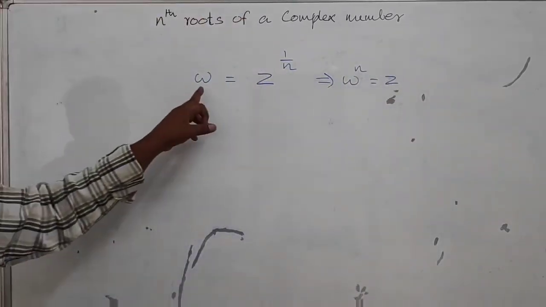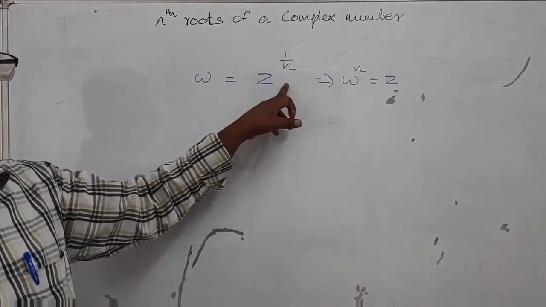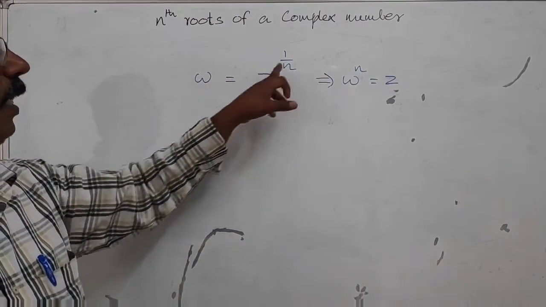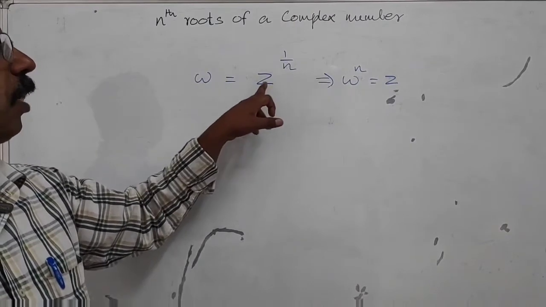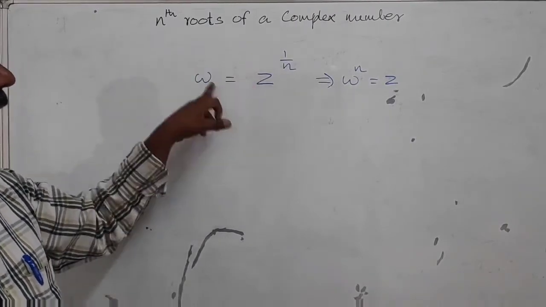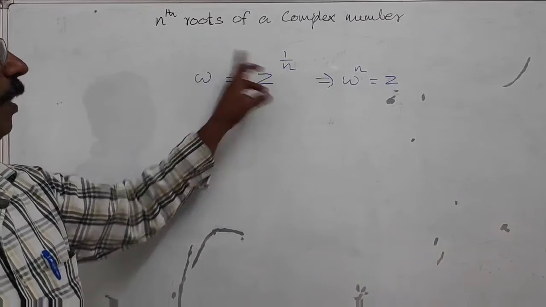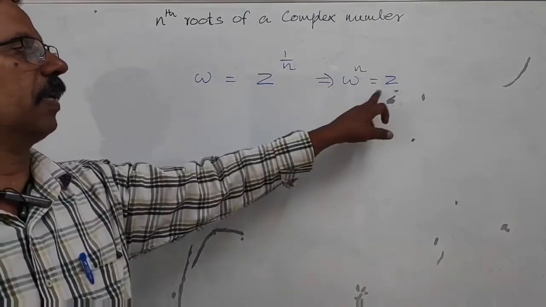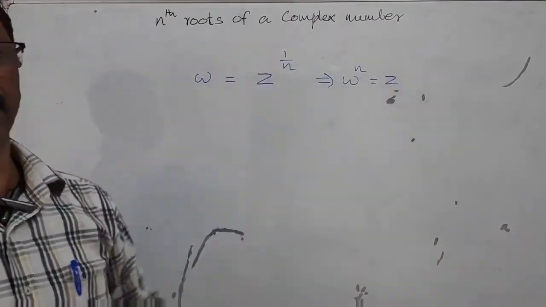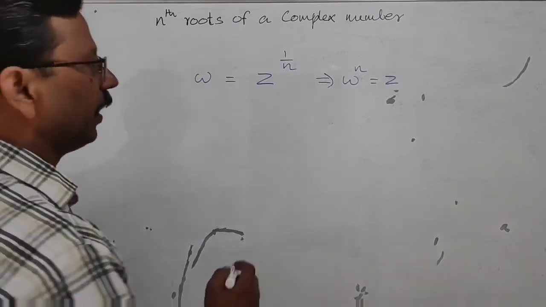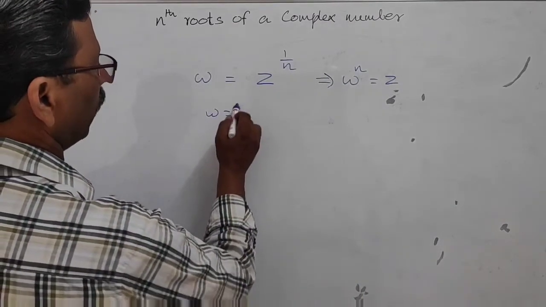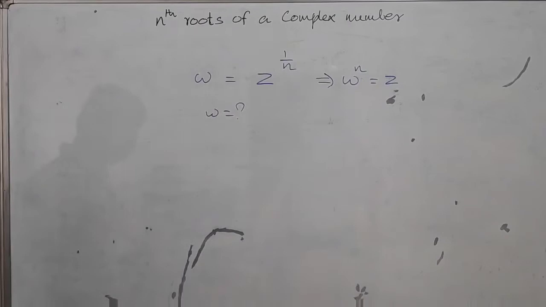Okay, now if omega is equal to z power 1 by n, we can say that omega is the nth root of the complex number z. While raising to the power n on both sides, we get omega power n is equal to z. Now let us see how to find this omega value.